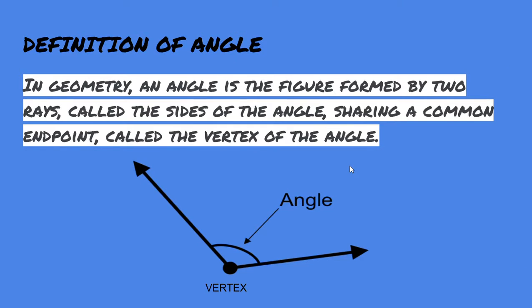Mathematically, we'll see the definition of an angle. In geometry, an angle is the space or the figure that is formed by two rays. These rays form the sides of an angle, and these rays share a common endpoint that is called the vertex of the angle. Angles are generally represented by arcs.